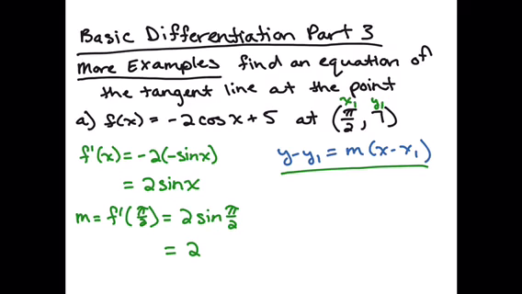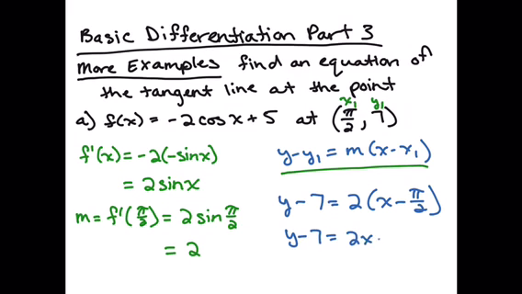Now we have everything we need to plug into our equation of a line. So I get y minus 7 equals 2 times x minus pi over 2. And if we want to go all the way to slope-intercept form, I will distribute this 2 and add 7 to both sides.